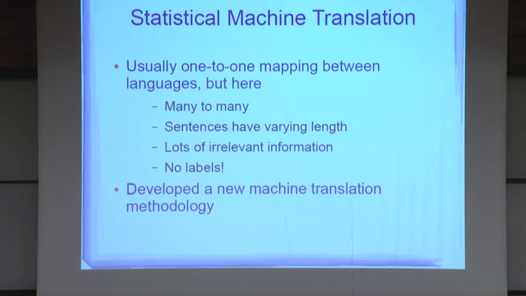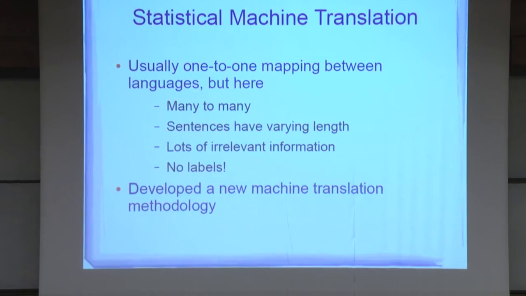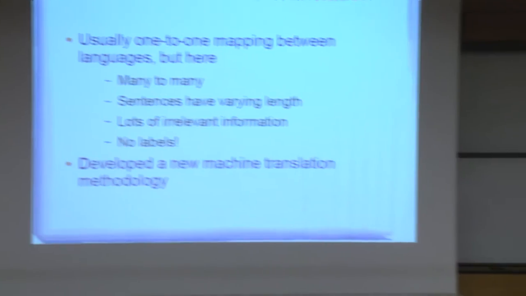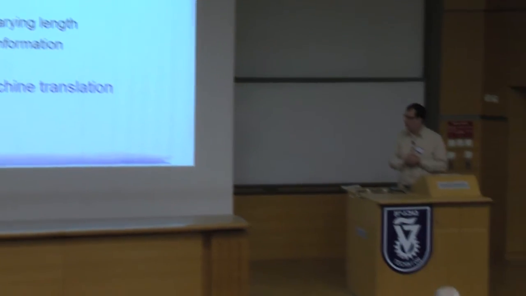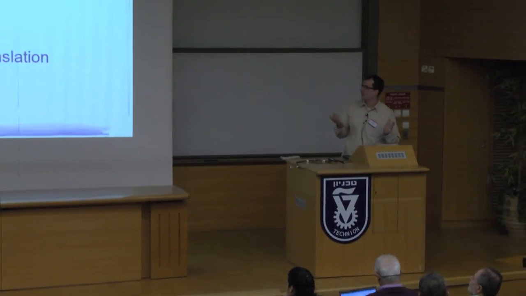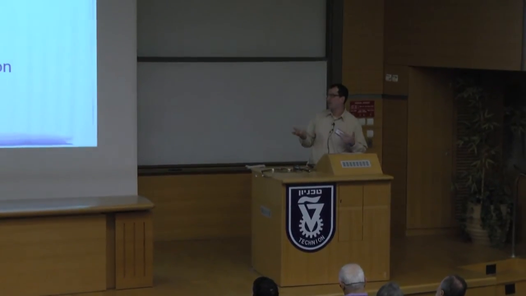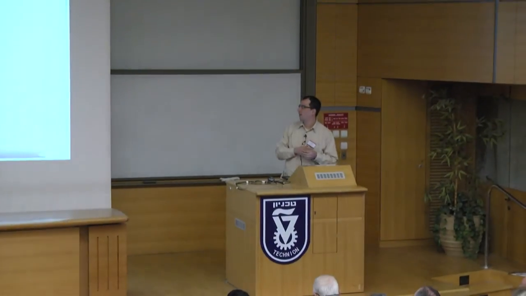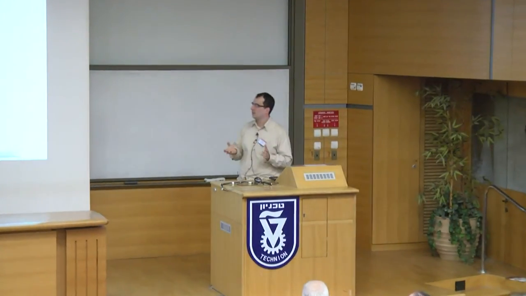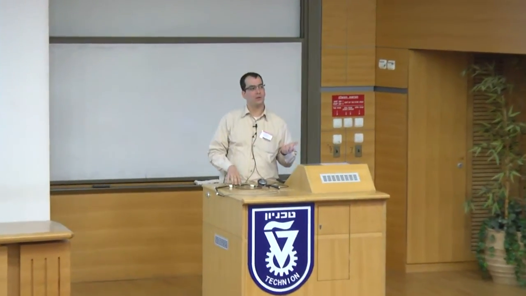And the idea here is to use machine translation. The difference from statistical machine translation, which is what you get when you use Google Translate, is that usually there is a one-to-one mapping between sentences and often between words. This is a little bit more difficult. The sentences have a very varying length. A single sentence can be, I've run for 10 kilometers for 45 minutes. That's going to be a single sentence. Or I've made a phone call and it lasted half a minute. So the sentences can have a very varying length, there is a lot of variance in the information, and there are no labels.